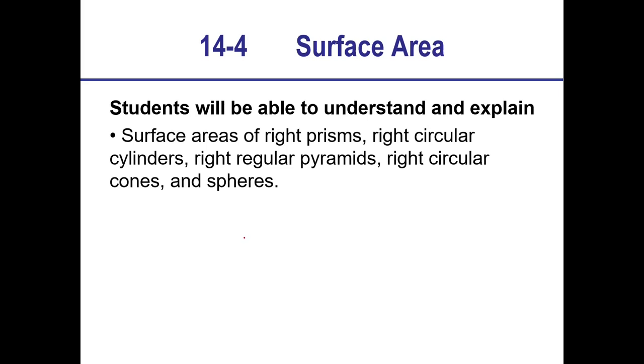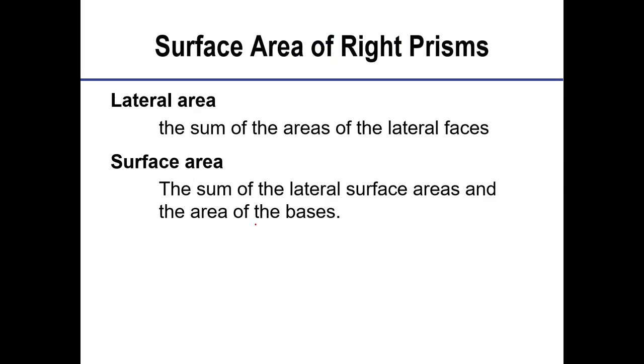In section 14-4, we're going to look at surface area. Students will be able to understand and explain surface areas of right prisms, right circular cylinders, right regular pyramids, right circular cones, and spheres. Lateral area is defined as the sum of the areas of the lateral faces. Surface area is the sum of the lateral surface areas and the area of the bases.